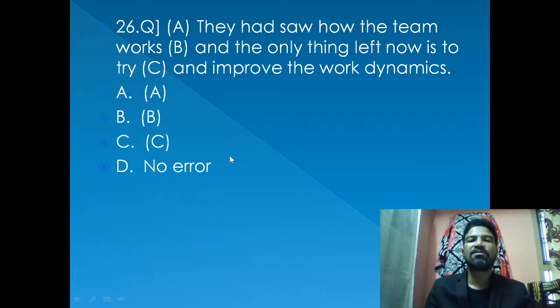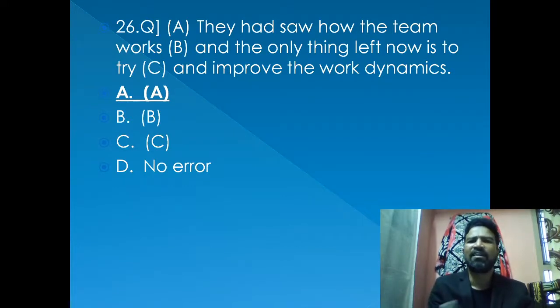They had saw how the team works, and the only thing left now is to try and improve the work dynamics. They had saw how the team works. I'm sure you guys got this very clear. Part A of the sentence has the error, because "they had saw" is very obvious. It very clearly projects that the error is there. It should be "they had seen," because after "had," it should be the third form of the verb. They had seen, it's not "they had saw."